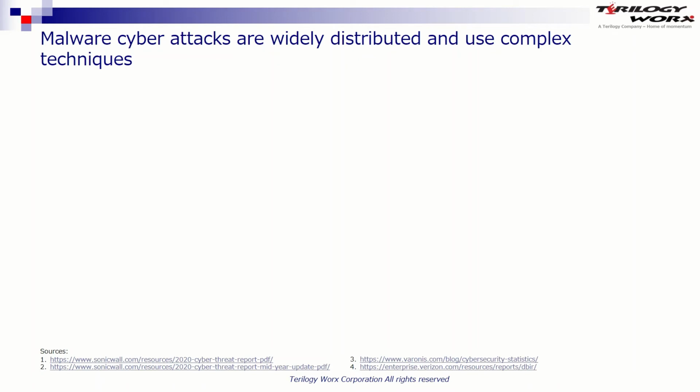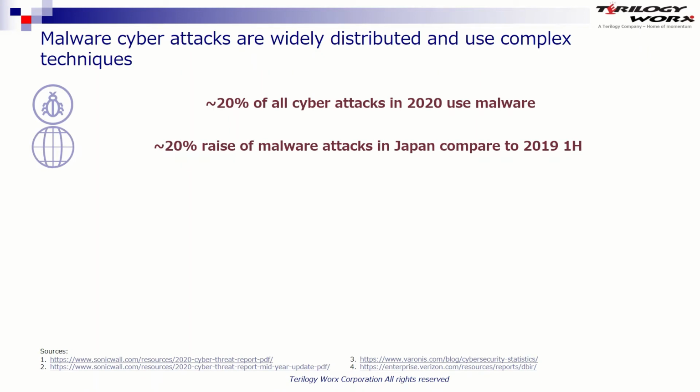Malware is a well-known hacker's tool that allows them to gain access to a network and steal individual and company data. Each year, the quantity of malware increases, as does the number of cyber attacks that use malware as a main tool. In 2020, 20% of all cyber attacks in the world used malware as one of their powerful instruments. And if we speak about Japan, the rate of malware attacks compared to 2019 is also around 20%.